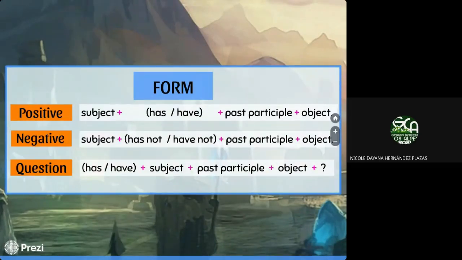What is the past form of write? Wrote. And what about the participle form? Written. So can you see? It's something that you have to memorize. In affirmative or in positive, you just have to put your subject, your auxiliary verb, your past participle, and your complement. So who can give me an example in positive, in affirmative?